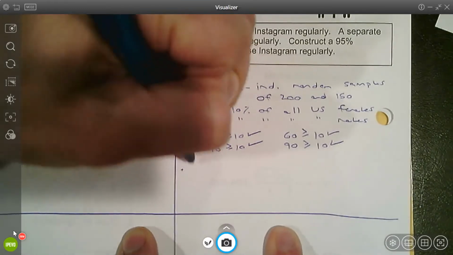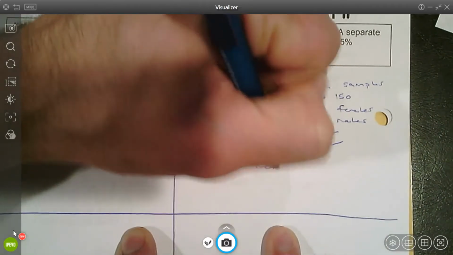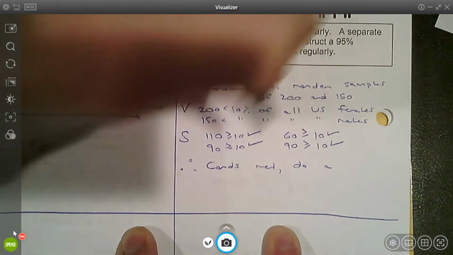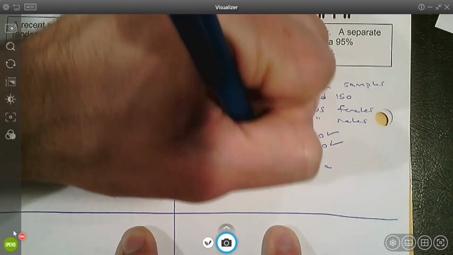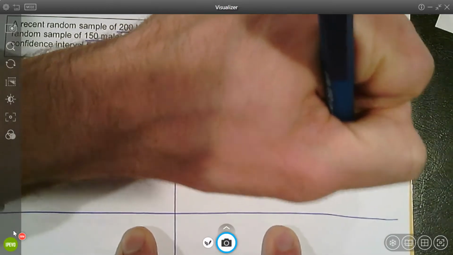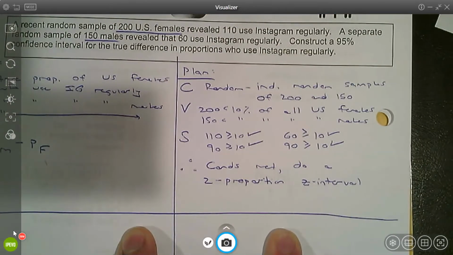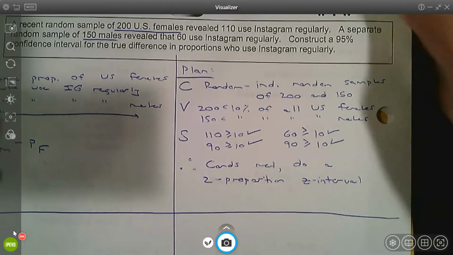So, as we've done, you have to name your procedure. Therefore, conditions met. Do A. This is now called a two proportion Z interval. Two proportion Z interval. Why two proportions? We have two samples.